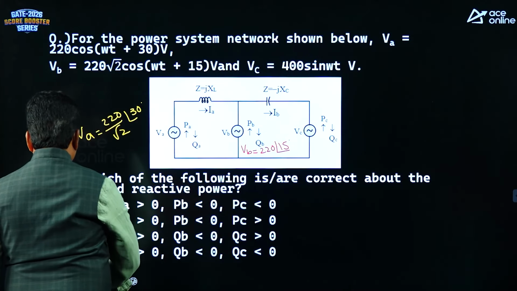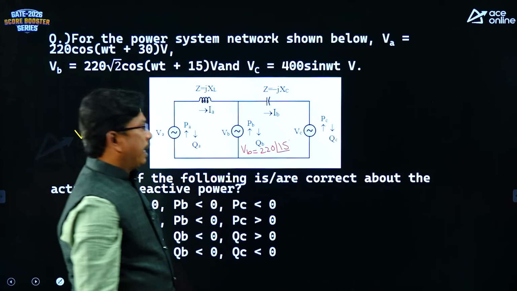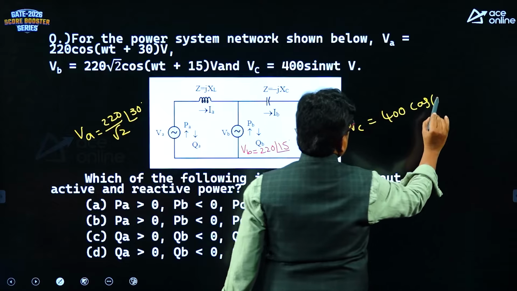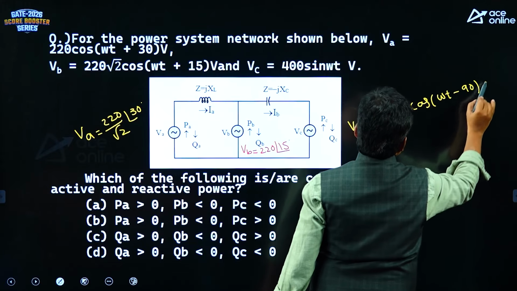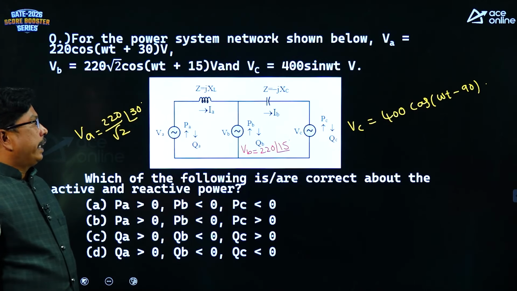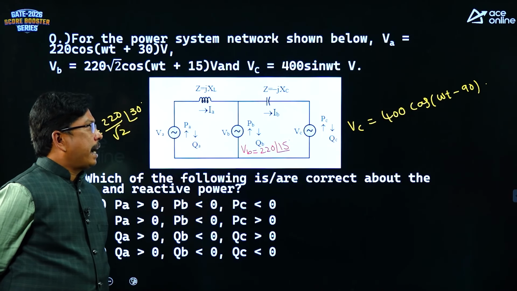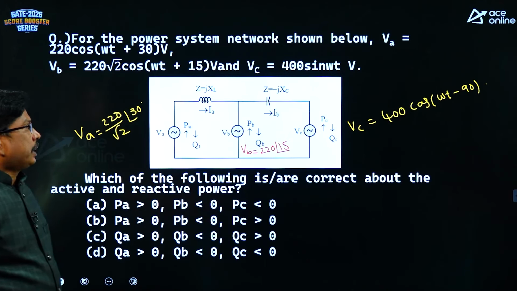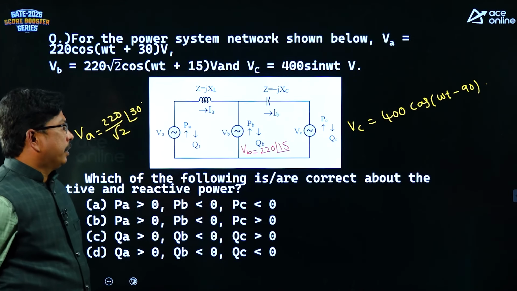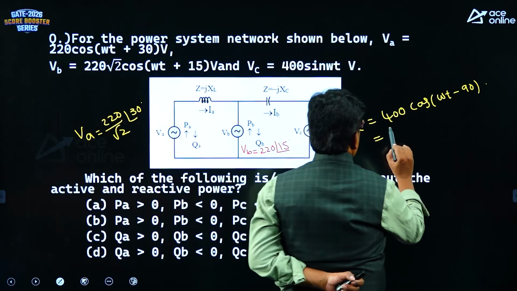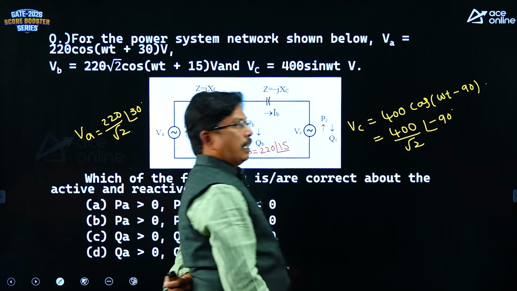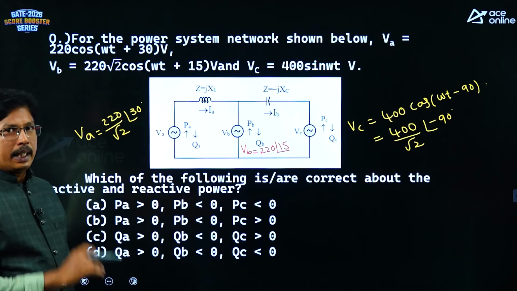And VC is 400 sin omega t. VC is 400 cos of omega t minus 90, or cos of 90 minus omega t. Both are the same, since cos of minus theta is cos theta. It will be 400 divided by root 2 at an angle of minus 90. Like that you can write.